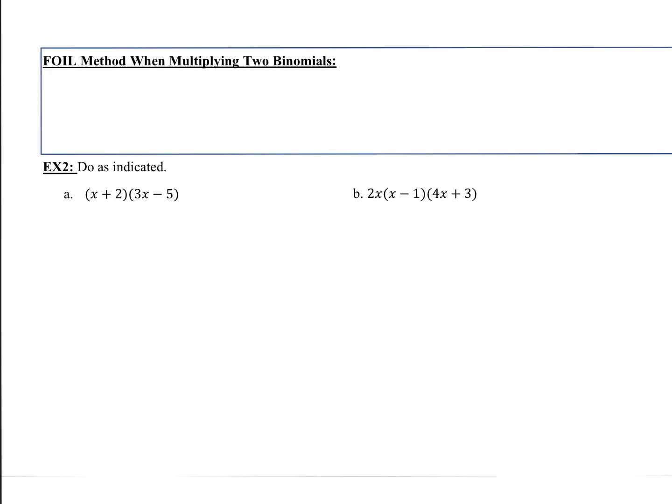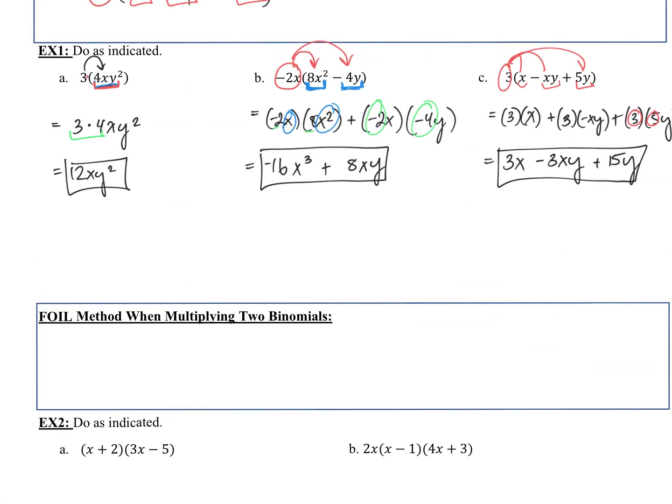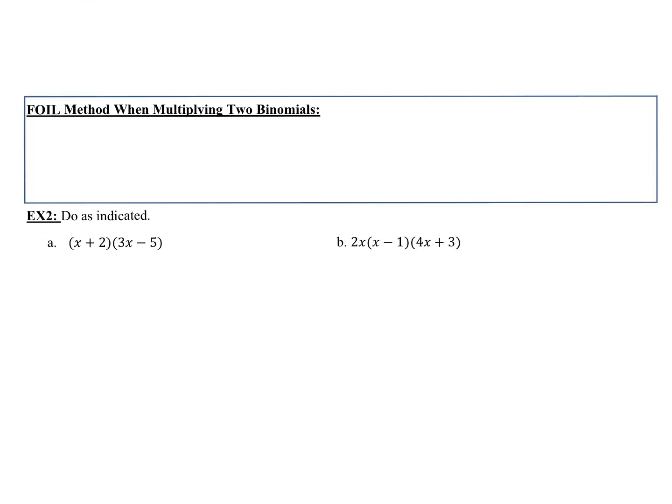Now let's take a look at something called FOIL. So if you'll notice, for the ones above, the item I was distributing had only one term. They were all single terms. It was 3 and negative 2x. That doesn't always happen. Sometimes we have something that has more than one term.